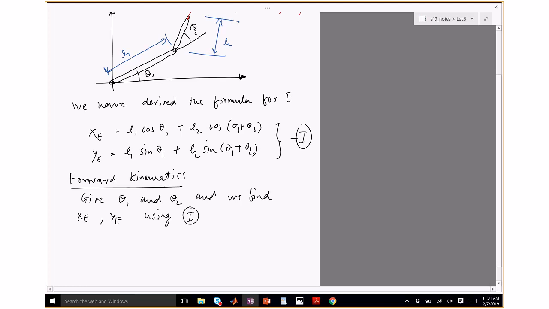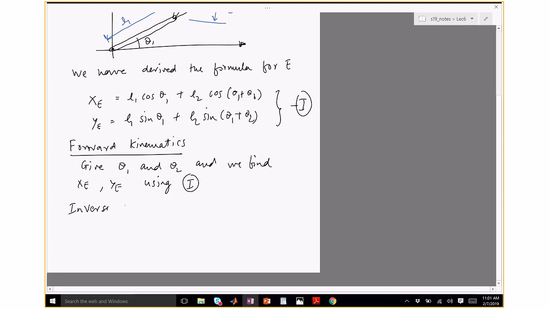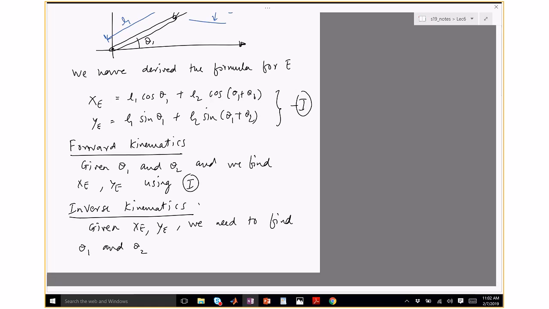Also, the inverse kinematics problem, which is probably the more useful problem, is to figure out, we are given xe, ye, we need to find theta 1 and theta 2. The good thing about forward kinematics is that given a theta 1, theta 2, there's a unique xe, ye. The issue with inverse kinematics is that for a given xe, ye, you could have either no solution, or you could have 1, 2, 3, and so on. You could have multiple solutions.